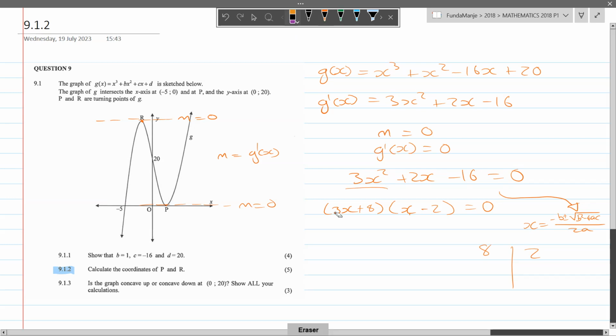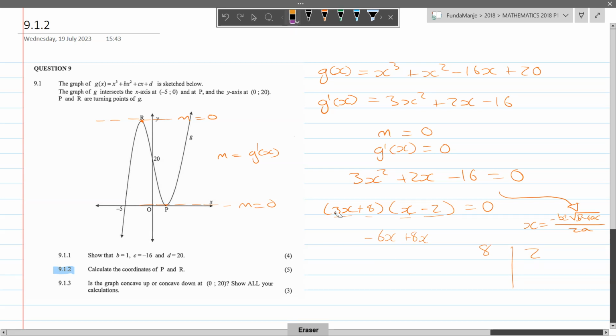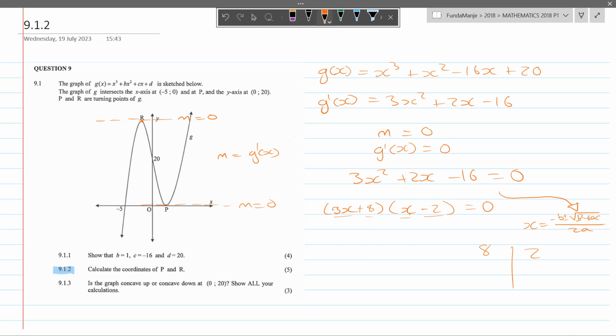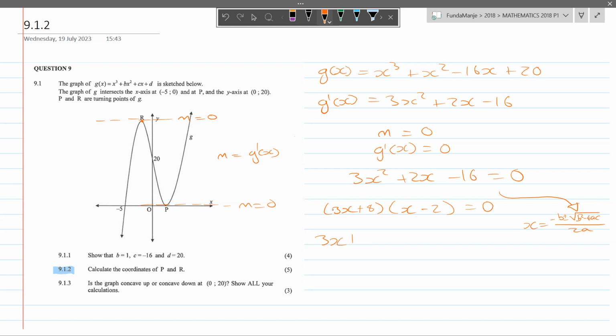gives us 3x squared. Then 3x times minus 2, that gives us minus 6x. Then 8 times x gives us 8x. So 8x minus 6x gives us 2x, and that holds true. And then minus 2 times 8 will give us minus 16. Therefore, you can now equate these individual brackets to 0 to get 3x plus 8 is equal to 0, or x minus 2 is equal to 0.